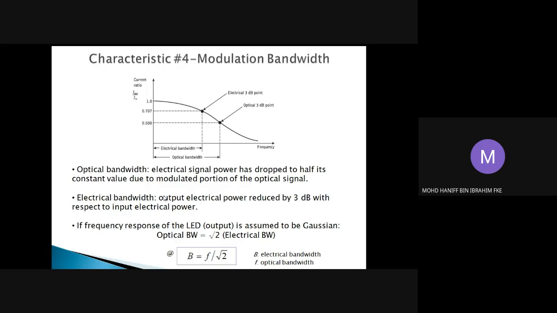Whereas for the electrical bandwidth, it is the case where the electrical power is reduced by 3 dB. So 3 dB means that the power is reduced to 0.707 out of 1 normalized current. That is the electrical 3 dB point, and that is the electrical bandwidth. So hopefully by now you can differentiate between the electrical bandwidth and the optical bandwidth. This is the equation that relates them: B equals F divided by root 2, where B is the electrical bandwidth and F is the optical bandwidth.